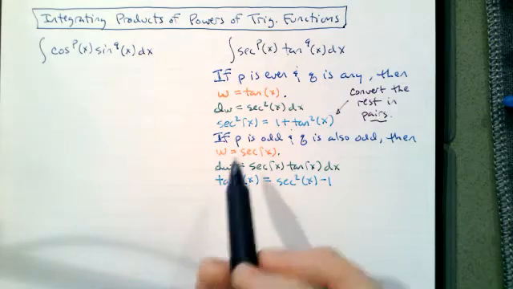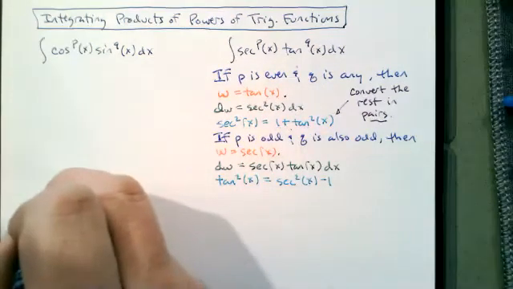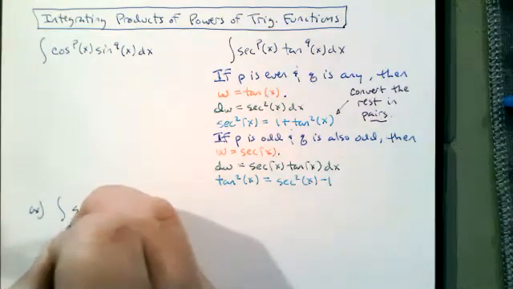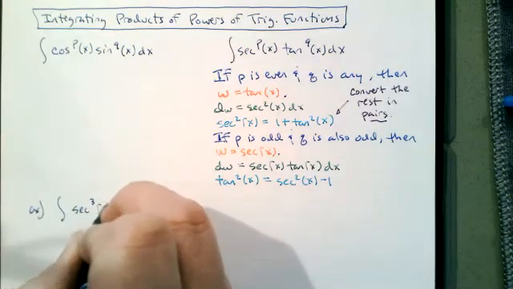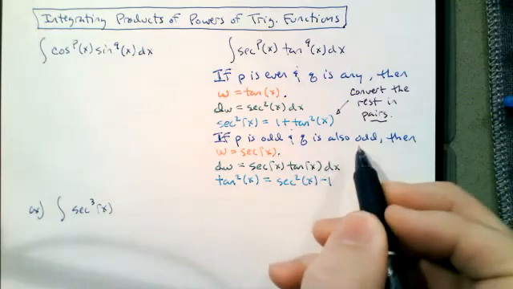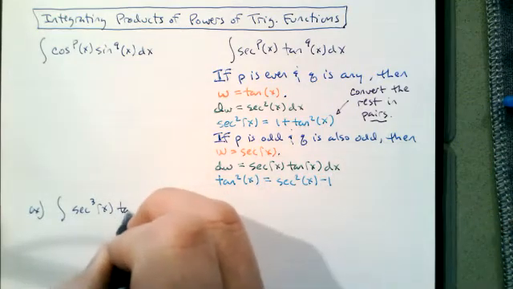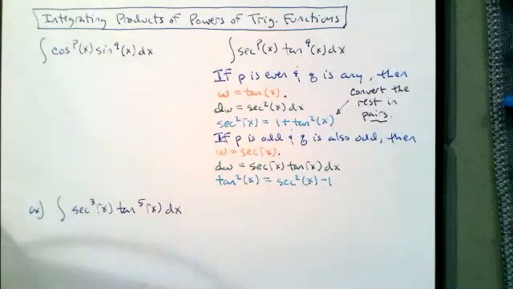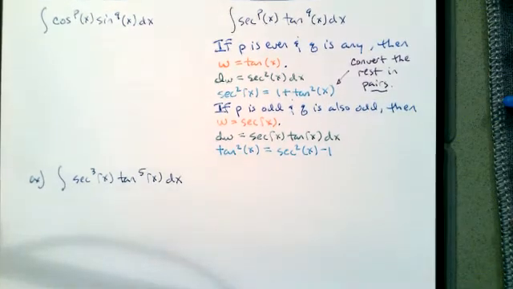Let's grab an example where P is odd. So I'm going to have an odd power of secants and an odd power of tangents. With an odd power of secants and an odd power of tangents, I need both of those things. I should have emphasized this more.